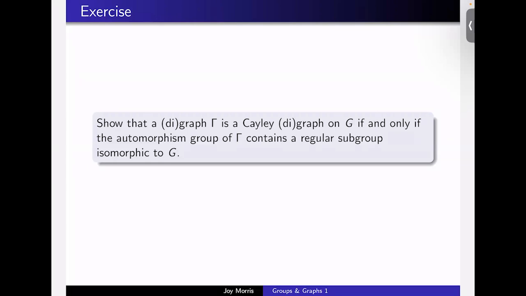far is that, as I said, a digraph or a graph is a Cayley digraph or graph on a group if and only if the automorphism group of the graph contains a regular subgroup isomorphic to the group. So I've shown one direction of that very explicitly. I've shown that if you have a Cayley graph, we do have this regular subgroup of automorphisms, but you can also prove conversely that if you have a regular group of automorphisms acting on the graph, that graph is isomorphic to a Cayley graph on the group G.